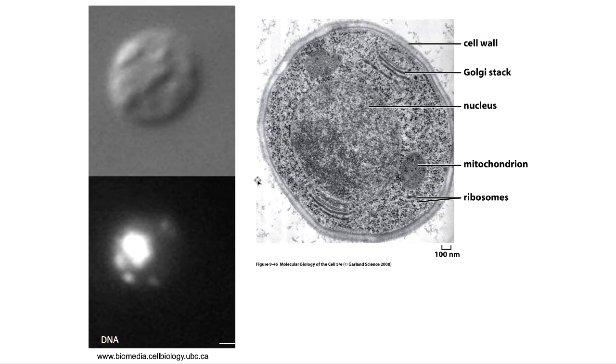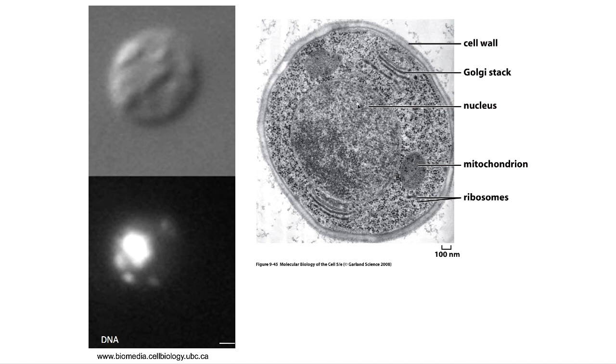So this is a comparison of light microscopy and electron microscopy images of a yeast cell. This is a phase DIC, normal optics image of a yeast cell, where you can see the nucleus, the cell, and the surrounding media. And this is an image of a cell after staining the DNA, showing the nucleus and the mitochondria around it. And this is an electron micrograph of a similar cell, showing the plasma membrane, nucleus, Golgi, mitochondria, and cell wall.